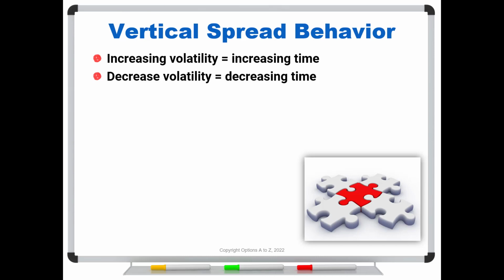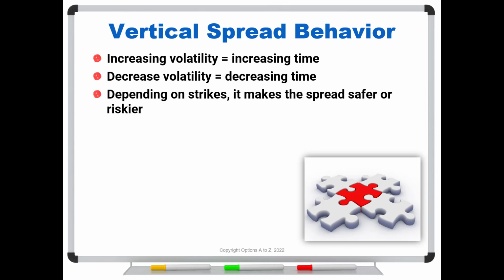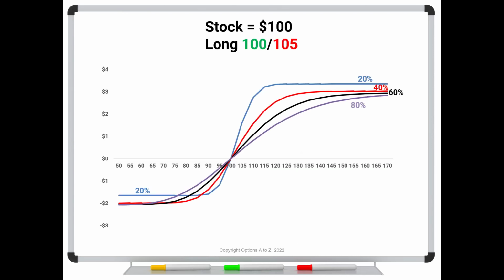Decreasing volatility will be the same as decreasing time. Now, here's where it can get tricky. Depending on the strikes, it makes the spread safer or riskier. So let's take a look at an overlay.